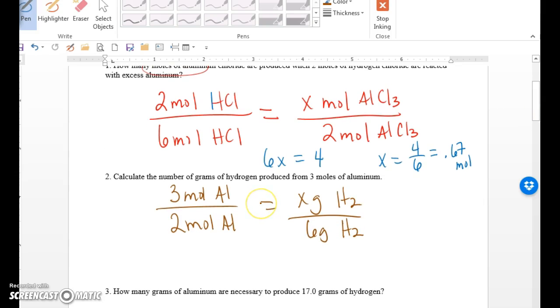Since it's an equal sign, I can cross multiply. It gives me 2x is equal to 18. So I would divide by 2. 18 divided by 2 is 9, and the unit this time is grams of H2.